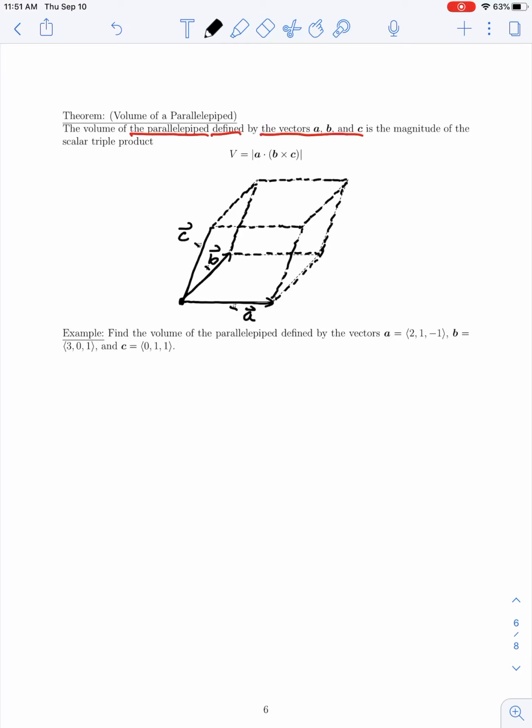So if we're interested in determining the volume of this region, we would say the volume of that parallelepiped determined by these three vectors is the magnitude of the scalar triple product. That is, the volume is given by the absolute value of the scalar triple product of these three vectors. In general, when we calculate a scalar triple product, we could get a negative number. So the volume of this figure is taken as the absolute value of that scalar triple product, since volume must be positive.